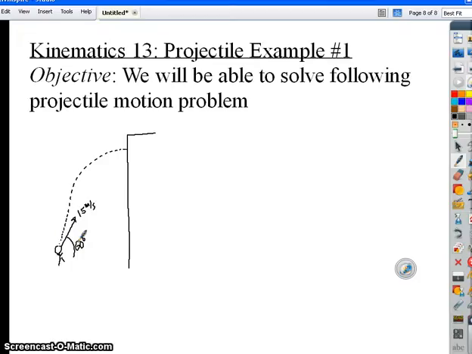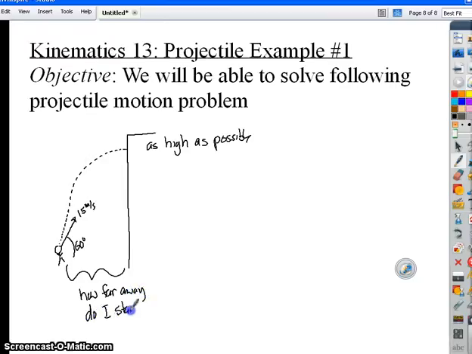Okay, so this person is throwing an object up to the top of a building, trying to get as high as possible. So the question is now, how far do I stand away? How far away do I stand? Okay, so kind of a random situation, but a good example problem.